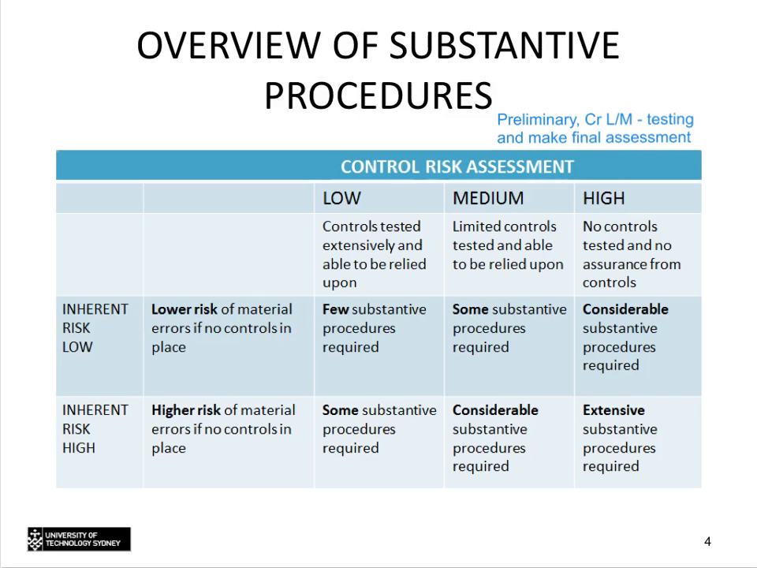So we make a preliminary assessment, low control risk, and then here you can see controls tested extensively and able to be relied upon. So that means there we don't have any deviations that exceed what's tolerable. Medium, some controls, and they are reliable, or high, no controls. And the key part there, no assurance from those controls. So we're not doing any controls testing, and as a result, we would generally do lots of substantive procedures.